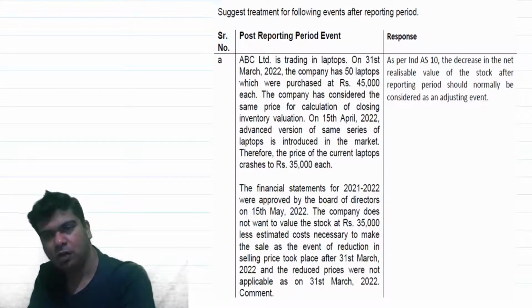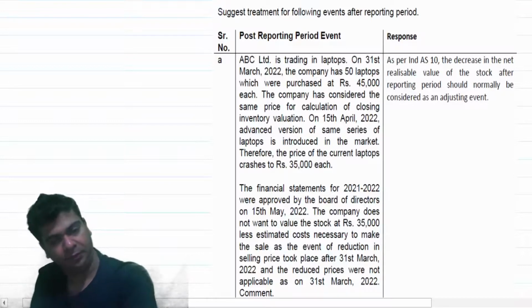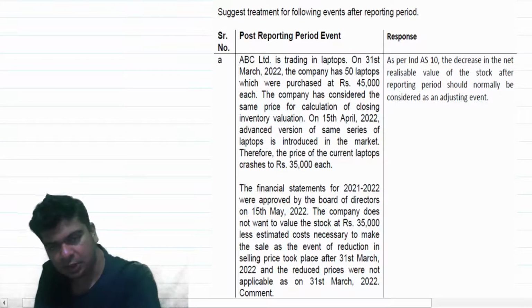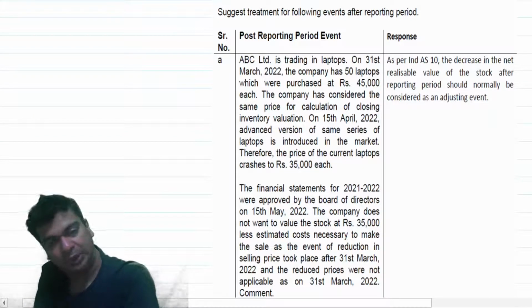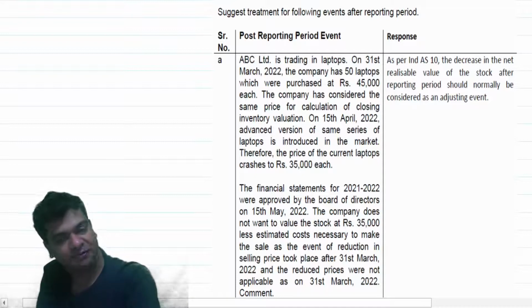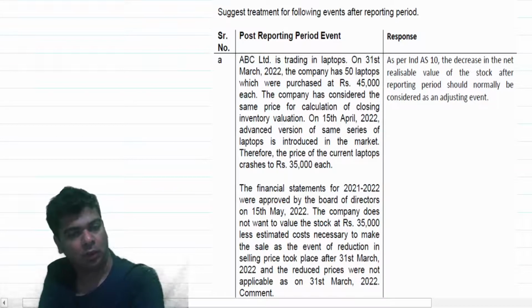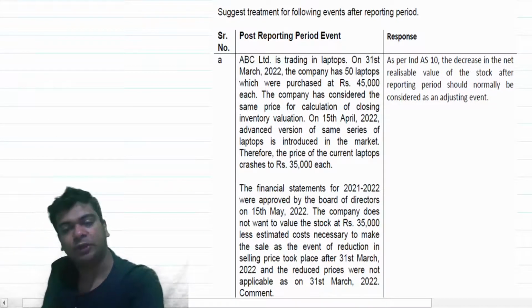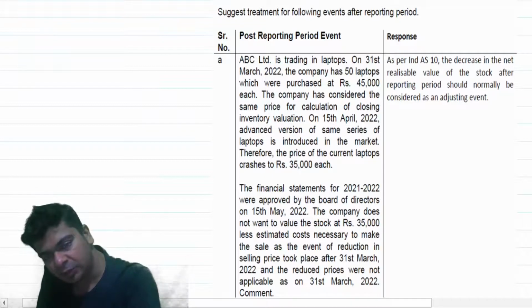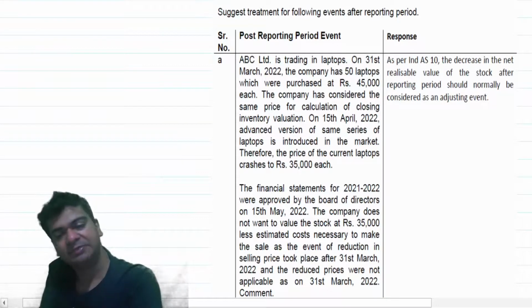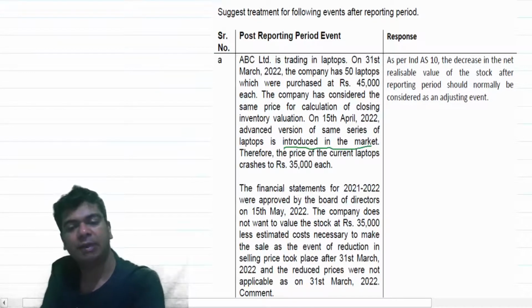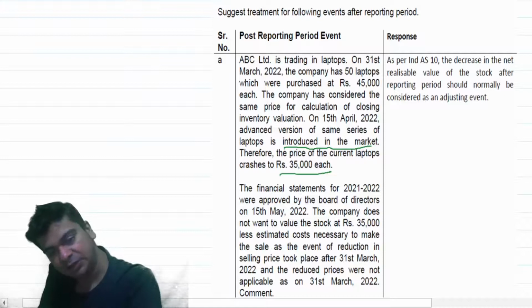Suggest treatment for following events after the reporting period. ABC Limited is trading in laptops. On 31st March 2022, the company has 50 laptops which were purchased at ₹45,000 each. The company has considered the same price for calculation of closing inventory valuation. On 15th April 2022, advanced version of the same series of laptops is introduced in the market. Therefore, the price of the current laptops crashes to ₹35,000 each.